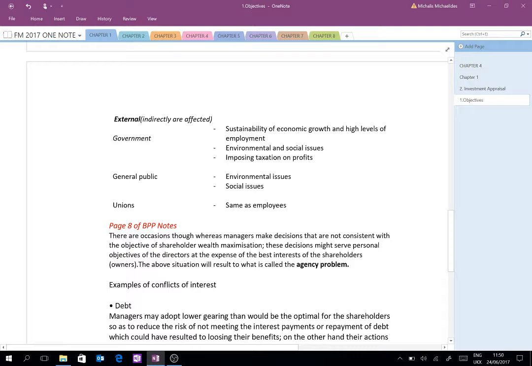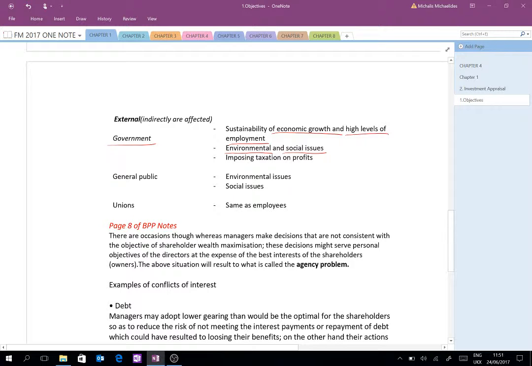All right? And of course, finally, we have the external stakeholders. These are indirectly affected by our business. Government is one of those. If our business performs well, this will help the government to sustain the economic growth and also will offer jobs. So this will mean reduction of the unemployment rate. In addition, if our business behaves properly, this will help the government to deal with any environmental issues and any social issues. More jobs, less social problems.